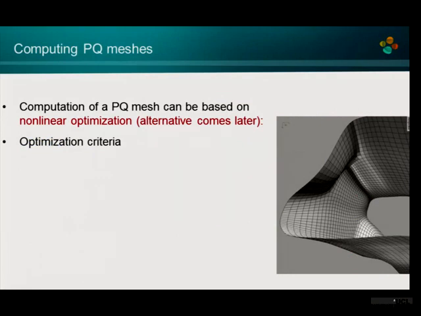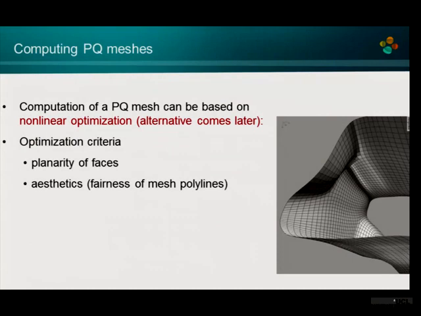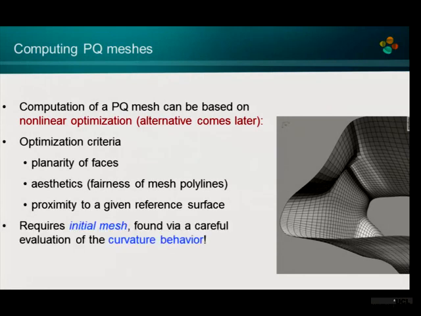The computation of such a planar quad mesh can be based on nonlinear optimization, but later today I will show you that we have something new, not to use optimization in the standard way. And the optimization criteria will be, of course, the planarity of faces, and then it will be the aesthetics. So maybe let me point to this. If you have such a mesh, you have some natural flow of mesh polylines, and you don't want a very zigzag behavior unless it is a design element, but in many cases you may want a really nice flow. So this is what we call here aesthetics, or fairness of mesh polylines, and you may have already a given design and you want to stay close to the given design. So proximity to a reference surface.